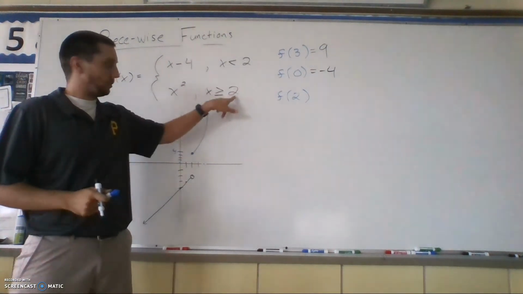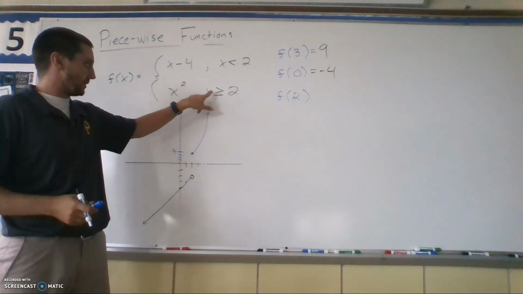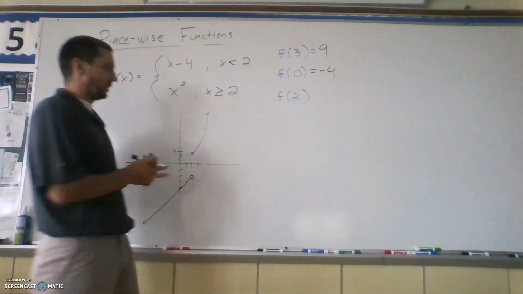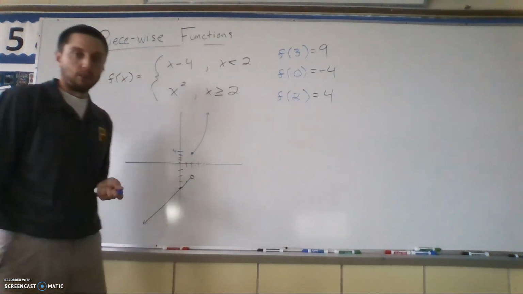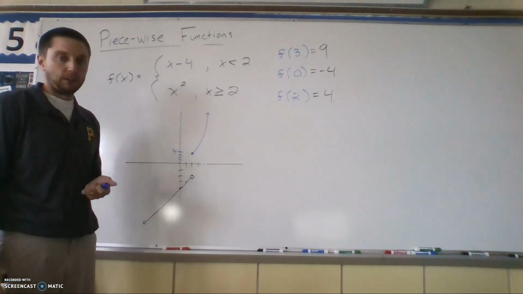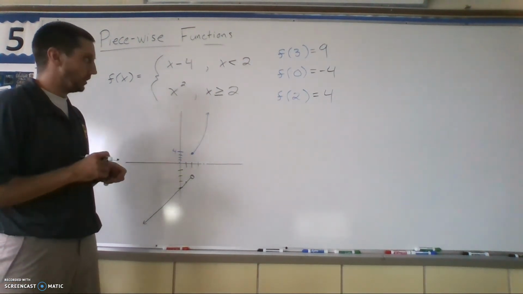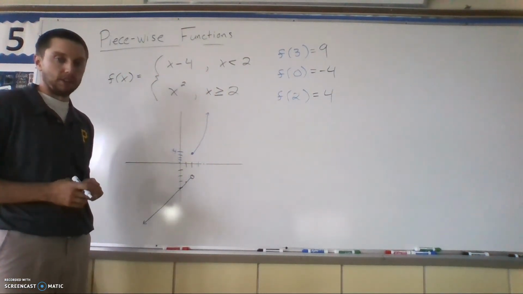And f of 2. Uh-oh. What am I supposed to do? They both say 2. Well, the bottom one says x is greater than or equal to 2, so that tells me to plug it in on the bottom. 2 squared is 4. Okay? So that's how we're going to handle that. We'll break it into chunks and graph it individually, and then this allows me to figure out where I'm going to plug stuff in.